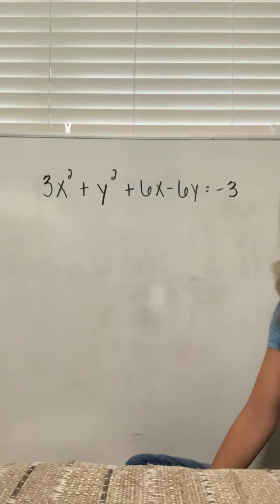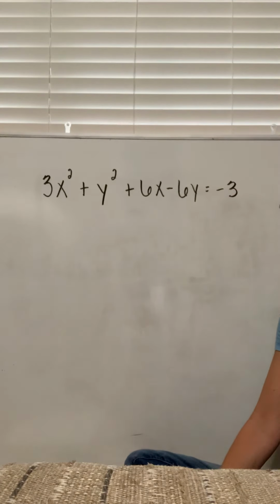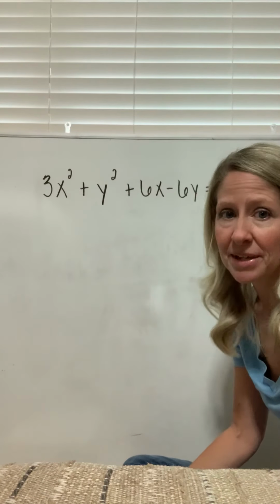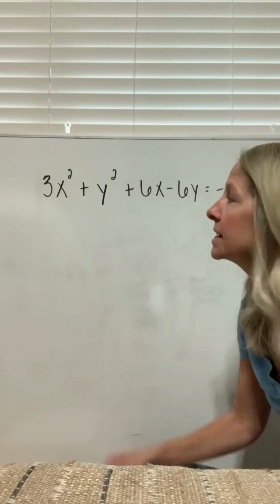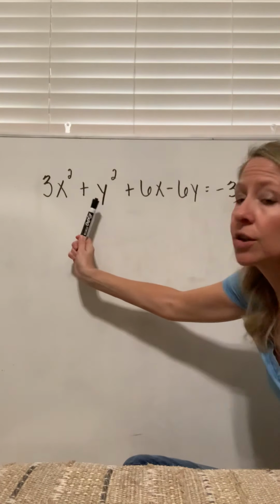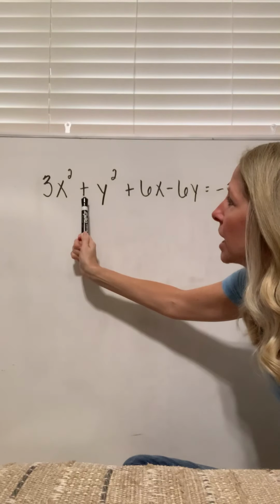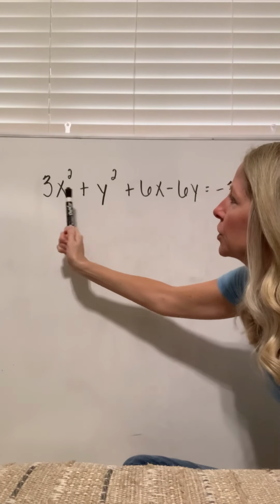So if you take note of the example on the board, you've got 3x squared plus y squared plus 6x minus 6y equals -3. Now, one thing that you should be able to note is that this is going to be an ellipse, and that is because both the x and y terms are squared. It's a plus between them. They're both positive, but notice that the coefficients are different.